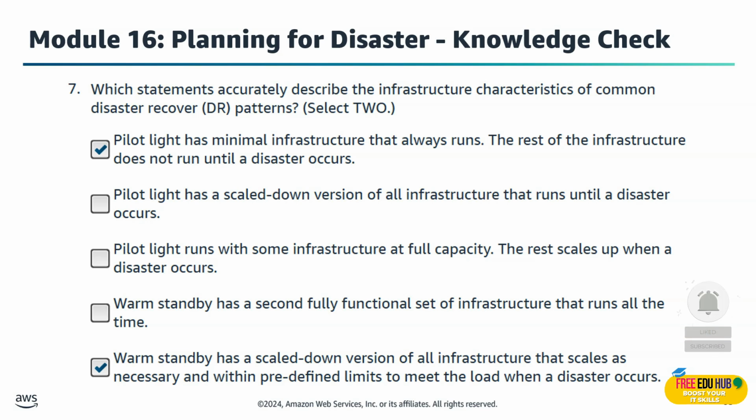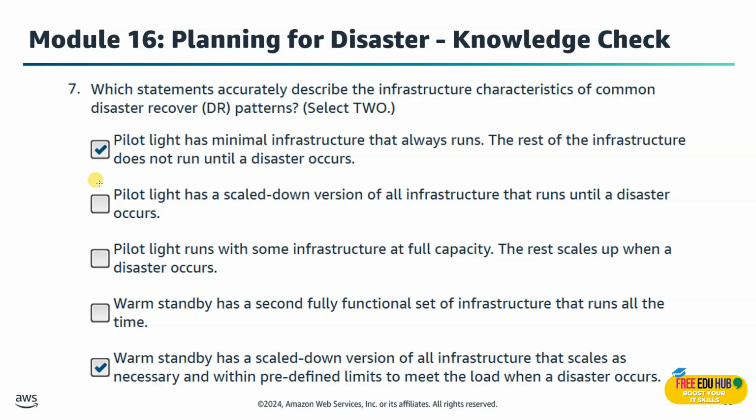Now, if we look at Pilot Light having minimum infrastructure, the explanation is that's exactly what Pilot Light is. Only the critical core is running. Everything else is powered up when needed. And for the other answer, Warm Standby, we are selecting that option because Warm Standby keeps a smaller live environment running, ready to scale quickly when traffic shifts.